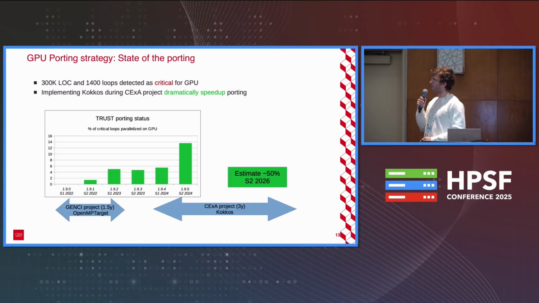So what's the state of the porting? As I said, 300,000 lines of code and more than 1,000 loops. The porting started during the Gen C project in 2022, and in 3 years, 5% of the kernels were ported to the GPU. Then it stagnated until 2024, when the CExA project started, and it took off with the CExA project. Now around 14% of the trust kernels are ported to the GPU, and we estimate that by the end of 2026, we should reach 50%. So there is a big acceleration since we moved to Kokkos.